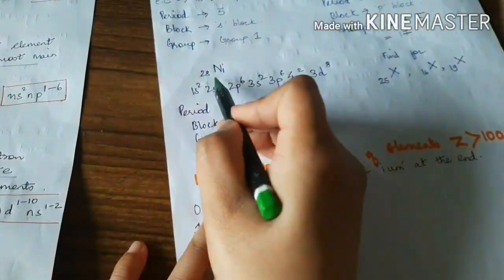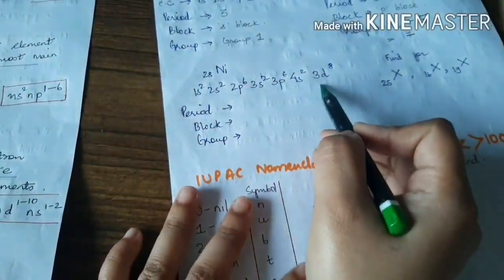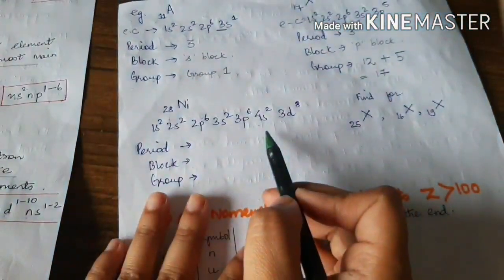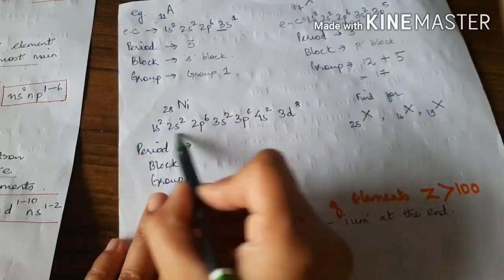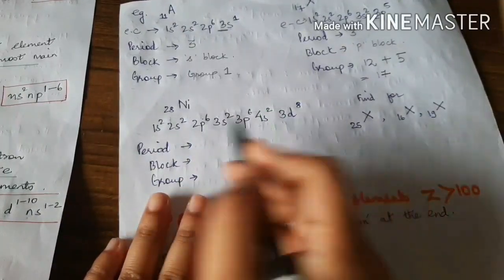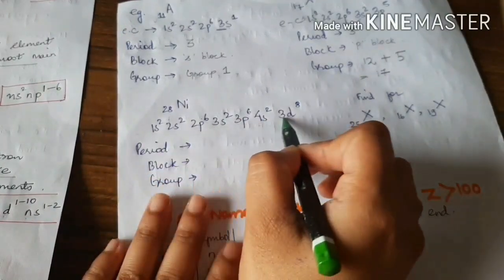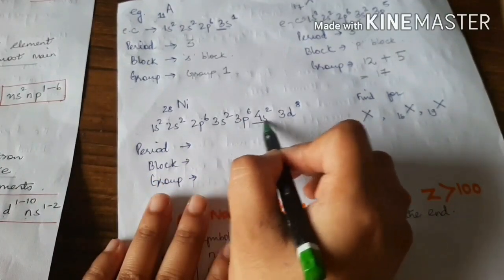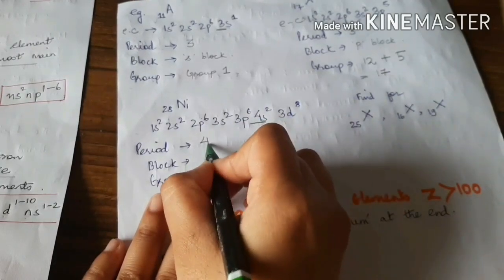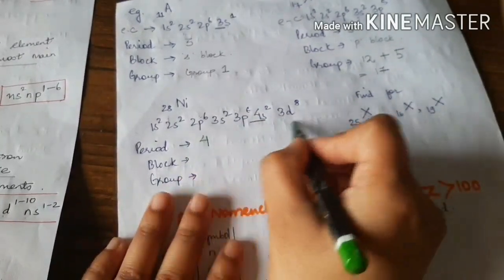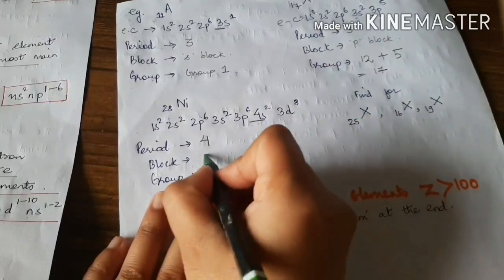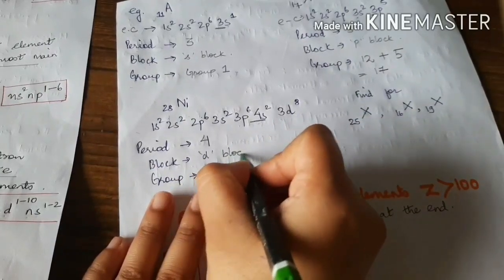Now, finally, we have nickel. I've given a D block example here. You write the electronic configuration. This is the electronic configuration. Period number: the outermost electron, which one is it? 3 is there, then 4 is also there. Which one is it? 4. Period number is 4. Block: the last electron will enter D, so the block is D block.